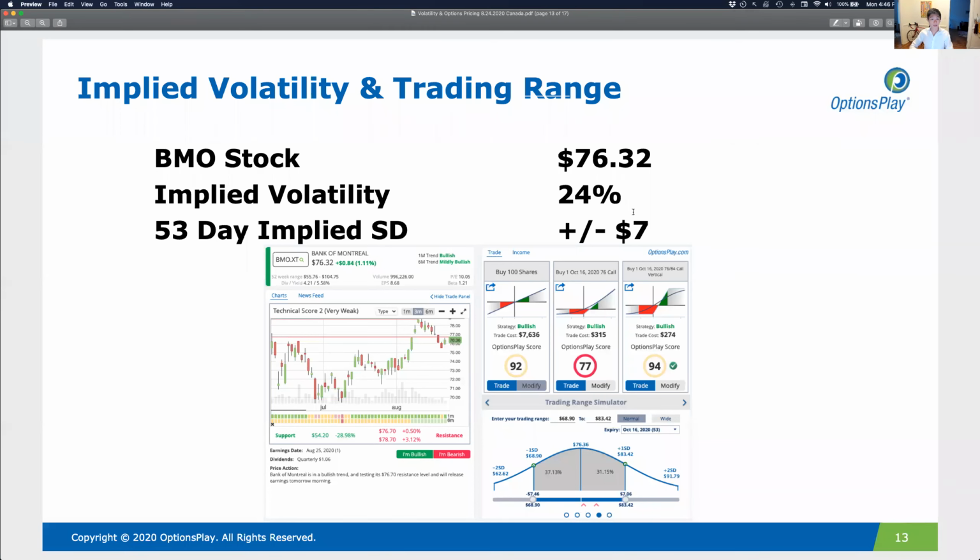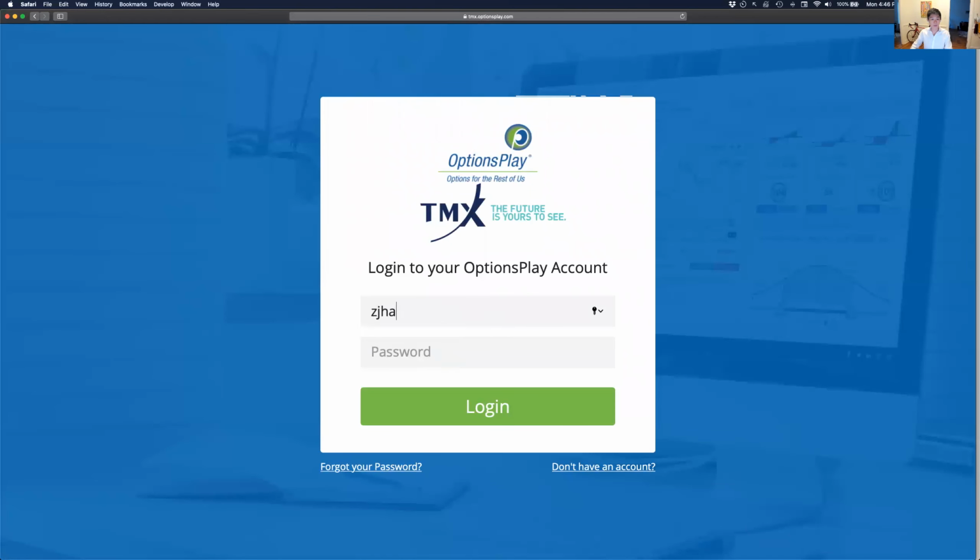For those of you that have access to OptionsPlay, you can see how to access this using your, whoops, looks like I got logged out here. One second.